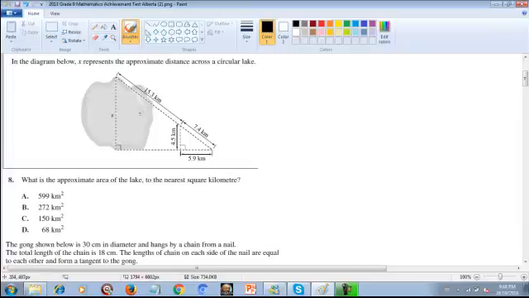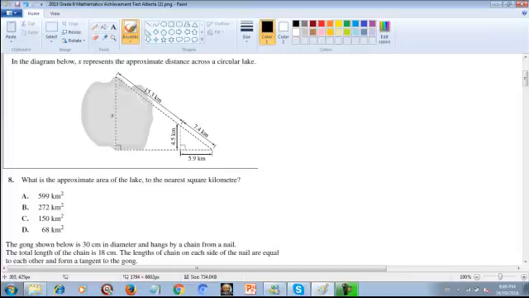Step 1 of this problem is to find the value of x, this diameter. Step 2 is to divide this diameter by 2 to find the radius. Step 3 is to plug the value of the radius into pi r squared, the formula for the area of a circle, and thus we get the area of the circle.